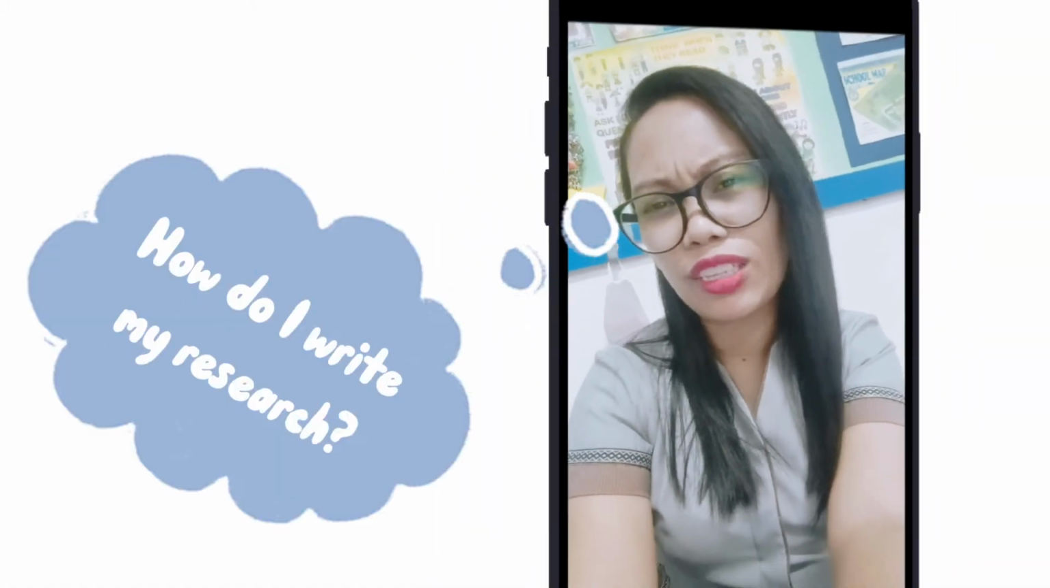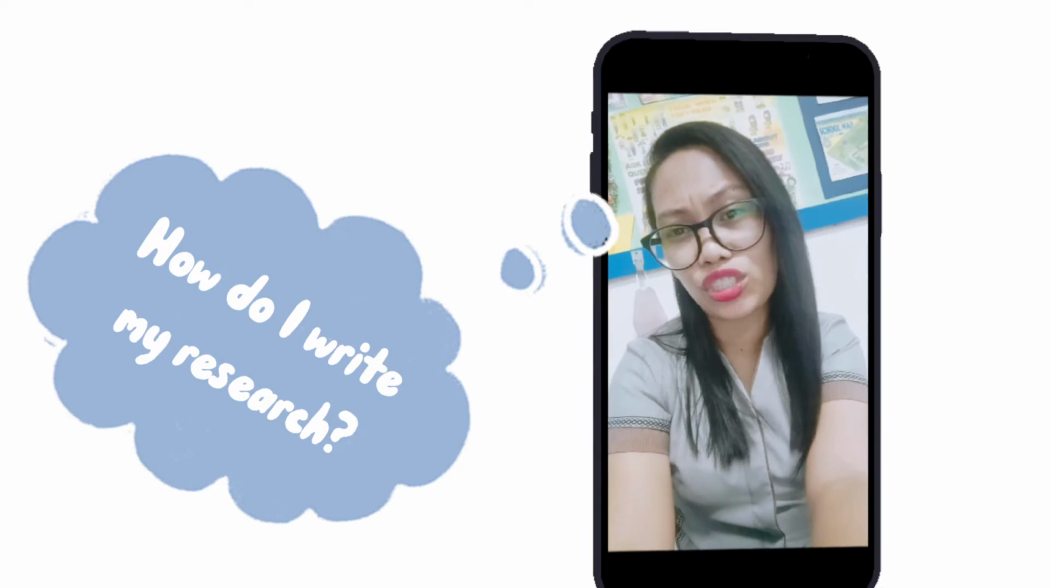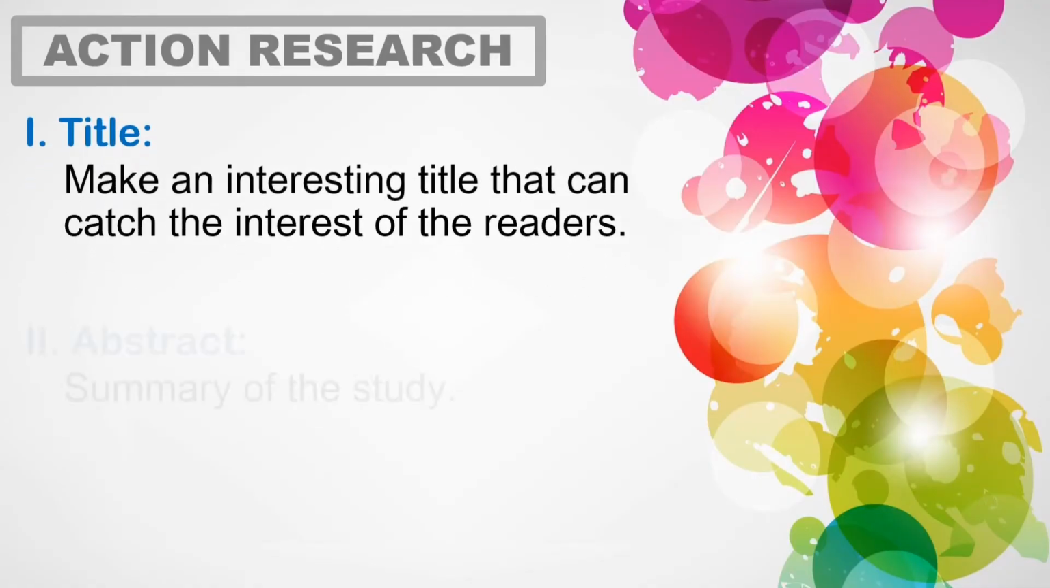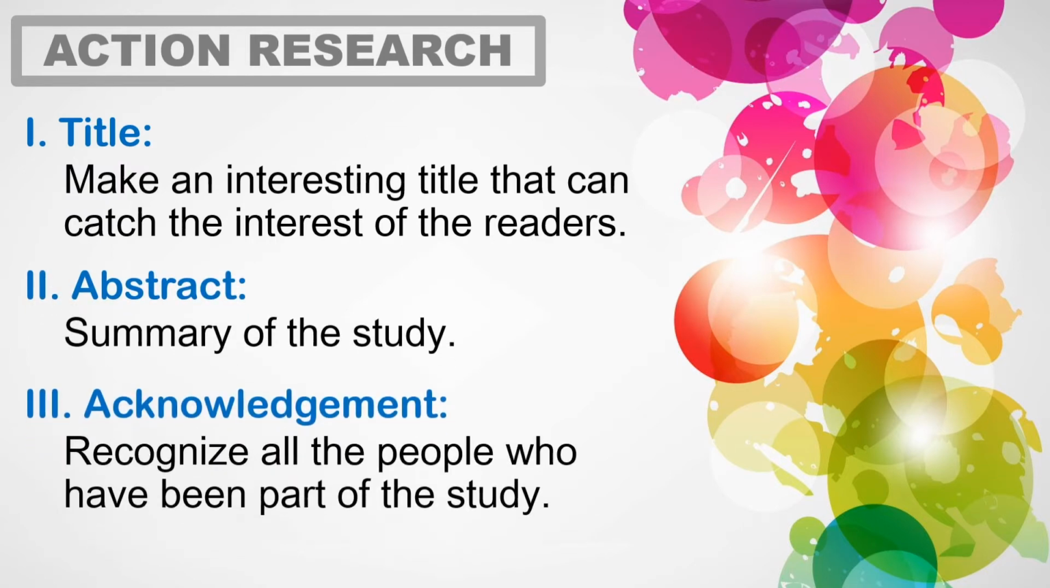How do I write each part of that action research? The first 3 parts of your research are: title, abstract, and acknowledgement. Now, although they may be the first parts of your action research, it does not mean that you have to do them first. The title could be polished at the end of your study, because that's how you can really summarize. You can get the gist of what has happened to your study, so you can polish it afterwards.